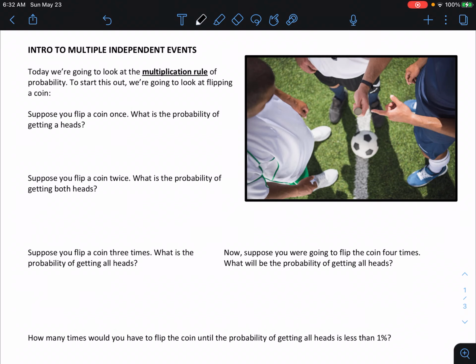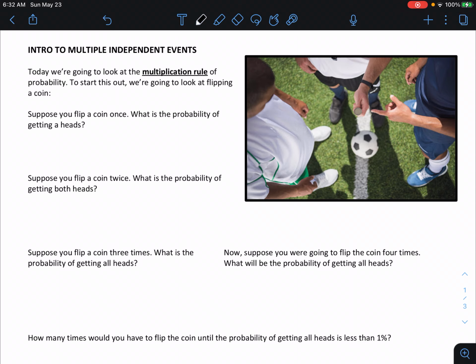Welcome to week 7 of quarter 4. We are going to talk about probability again. This time we are going to talk about something called independent events. And we're going to talk about multiple independent events.